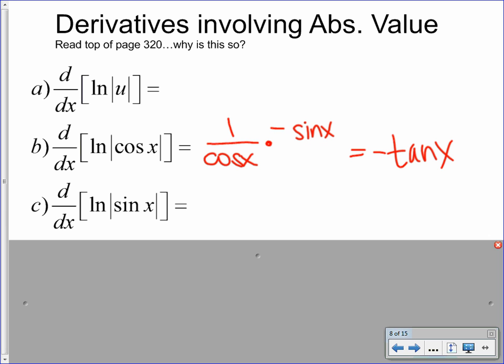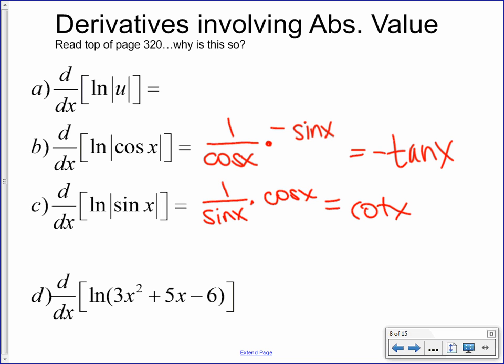Natural log of the sine of x. We have the absolute value because it can't be negative. However, we take the derivative of this. So we have 1 over what's inside of the logarithm times cosine. So like Aaron said, cotangent of x.